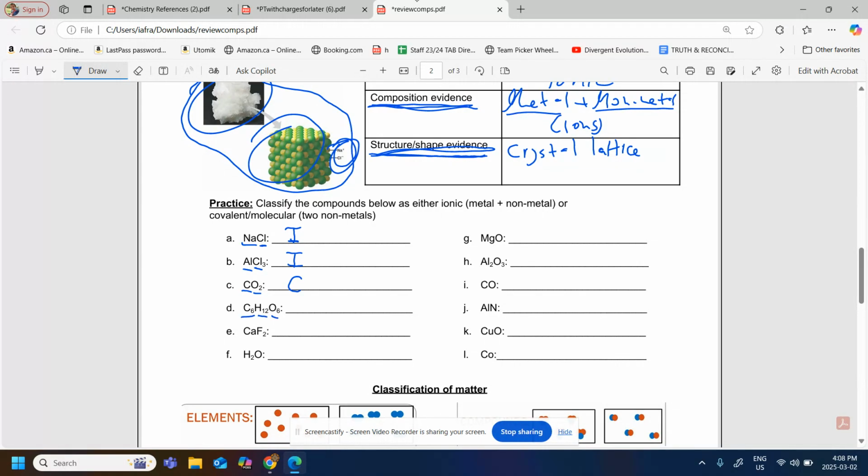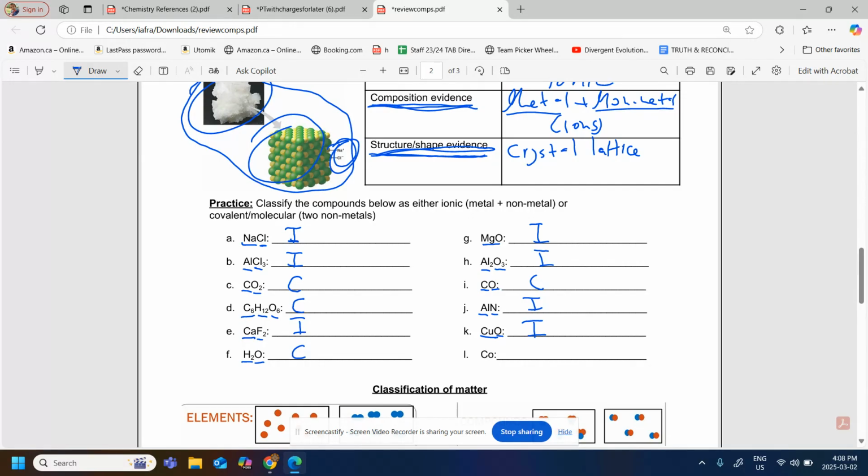C, H, O, all nonmetals, so covalent. Ca is a metal, F is a nonmetal, so ionic. H and O are all nonmetals, so covalent. Mg is a metal, so ionic. Aluminum is a metal, oxygen is a nonmetal, so ionic. C and O, both nonmetals, so covalent. Al is a metal, N is a nonmetal, so ionic. Cu is a metal, O is a nonmetal, so ionic again because we have a metal.